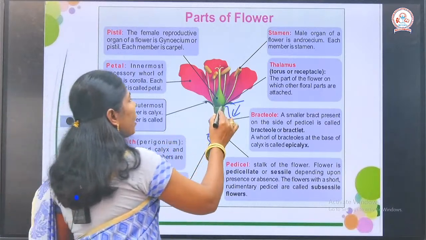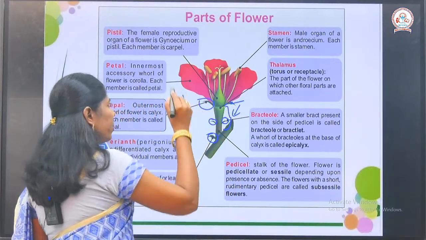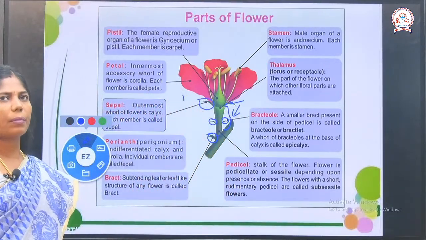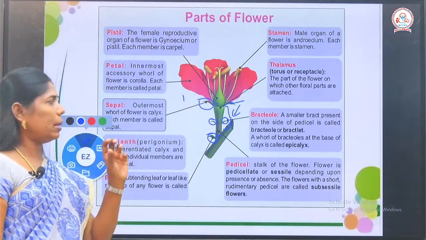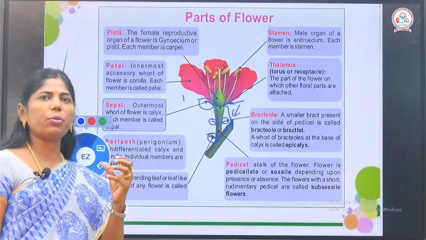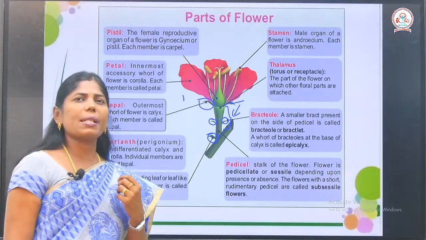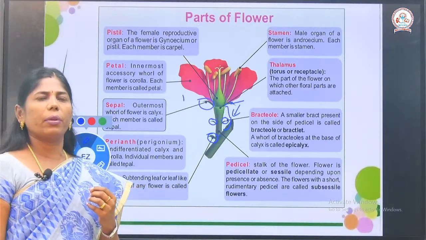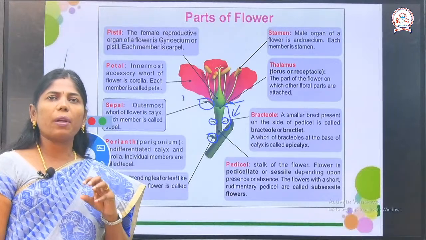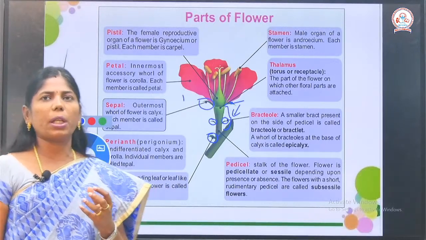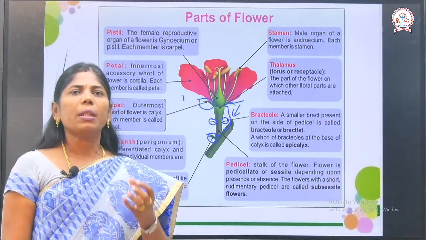Now, above the bracteole we can see the first whorl of the flower. What is the first whorl of the flower? That is the calyx. Calyx is made up of sepals. A number of sepals together form a calyx. It is green in color, so it is involved in photosynthesis. Another important function of the calyx is to protect the flower in bud conditions. That is the main function of the calyx.